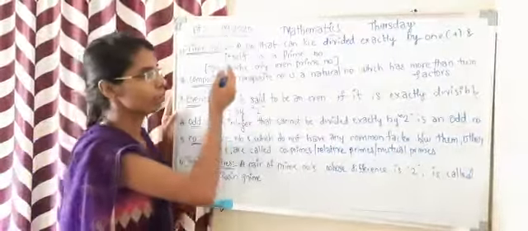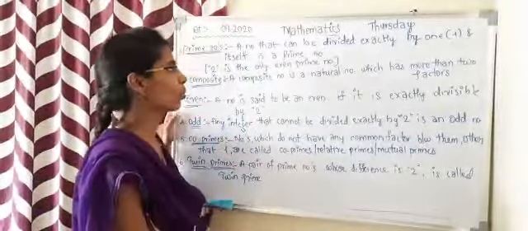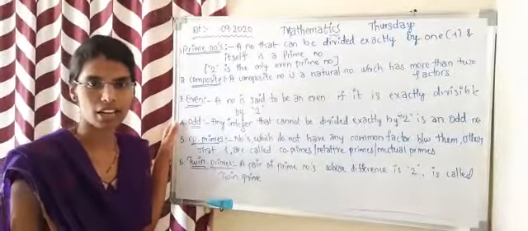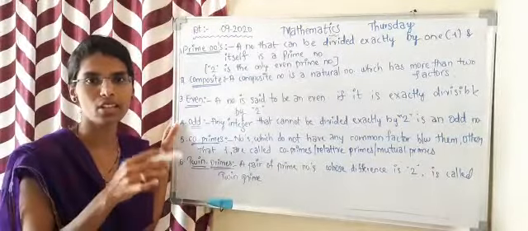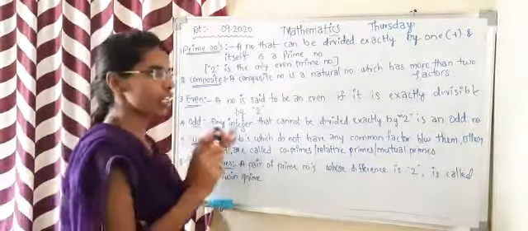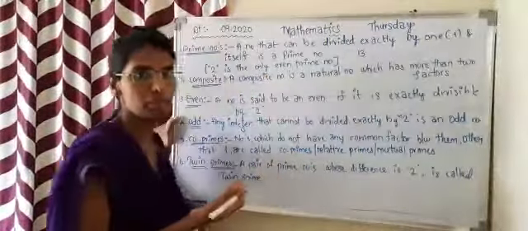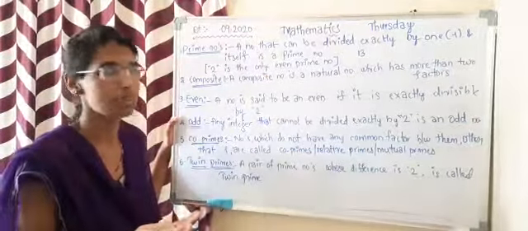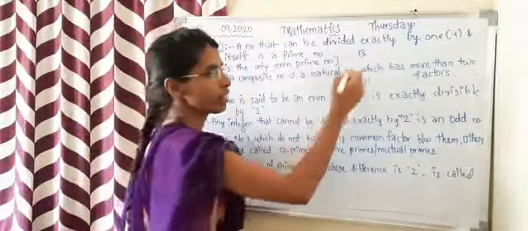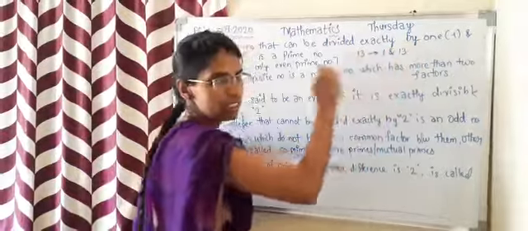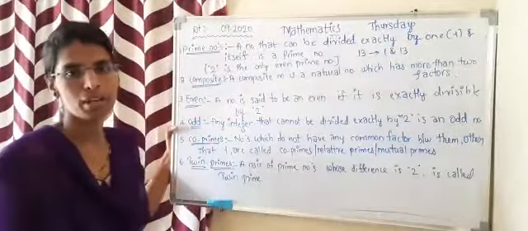A number that can be divided exactly by one and itself is a prime number. Any number which doesn't have any other factor other than itself and 1. For example, if you take the number 13, 13 will not be coming in any table. That means it doesn't have any factor. It is divisible by only 1 and itself. So 13 is called a prime number.